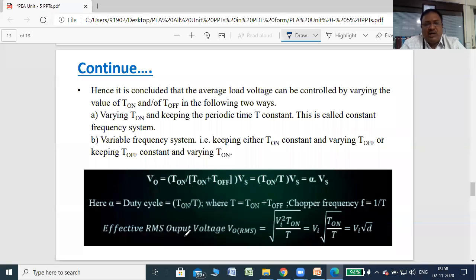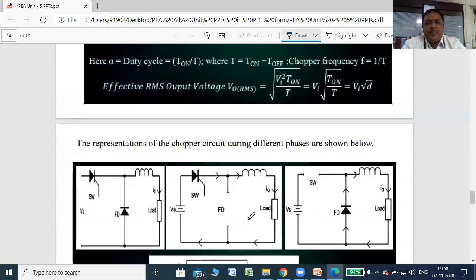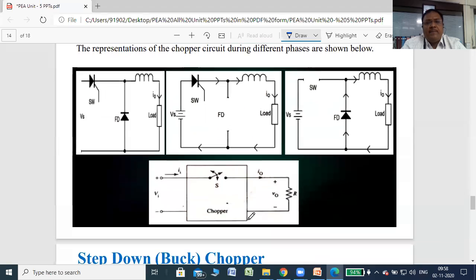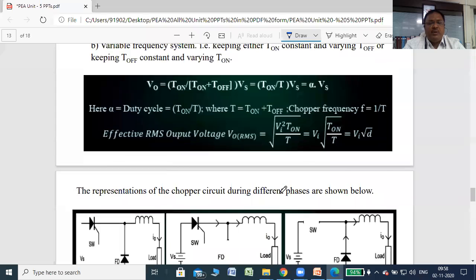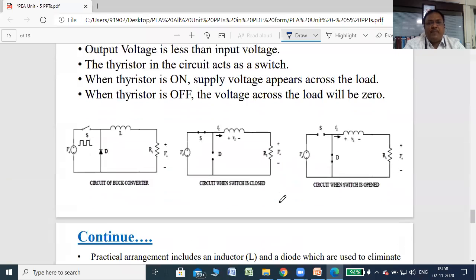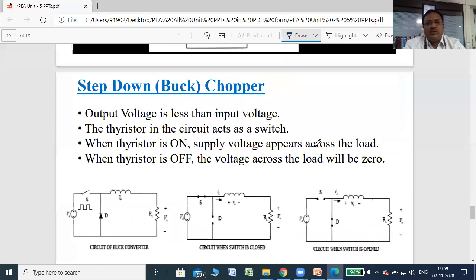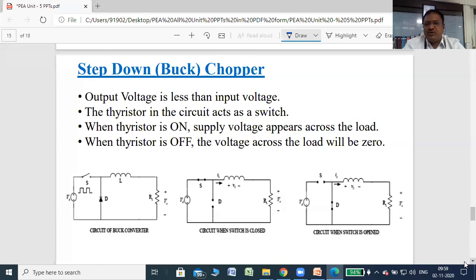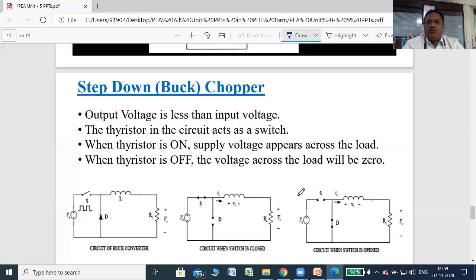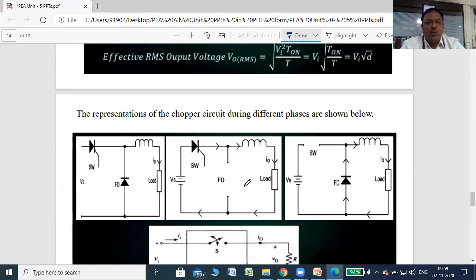Here the duty cycle, we know, is T on by T, right? So the chopping frequency F equals 1 by T. Now this is the first chopper, that is the step down chopper, right? I'll just show you the step down chopper first. Okay, so first part, but before that I'll just show you here.